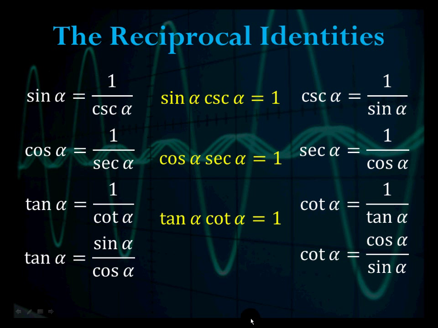So these are things you should all be familiar with by now. These are basically expressions of what they are when you multiply them together. Sine times cosecant equals 1.